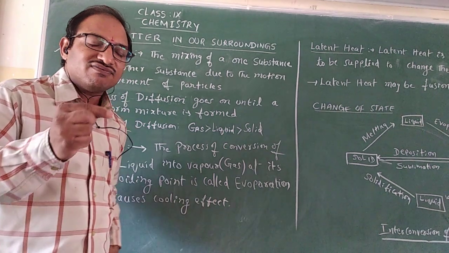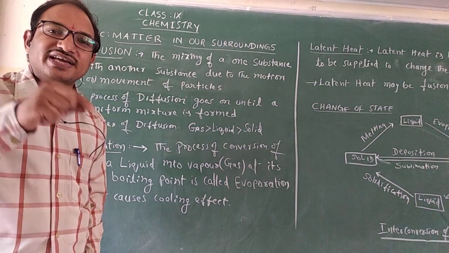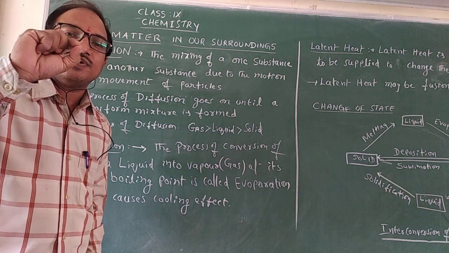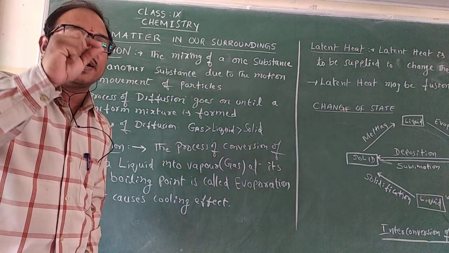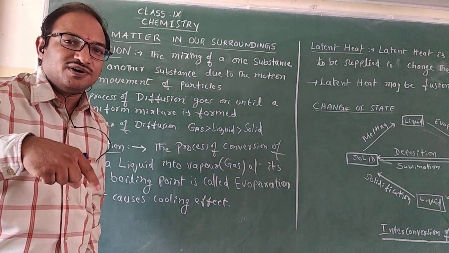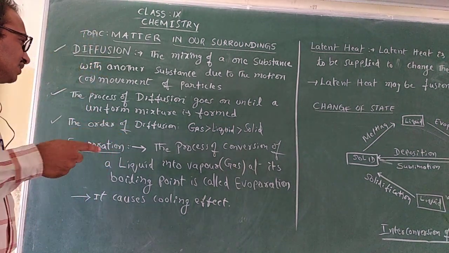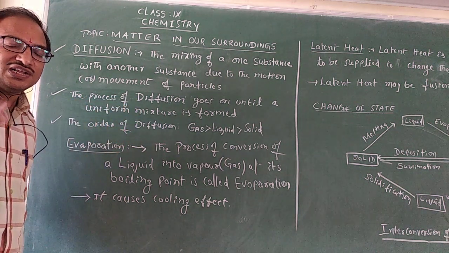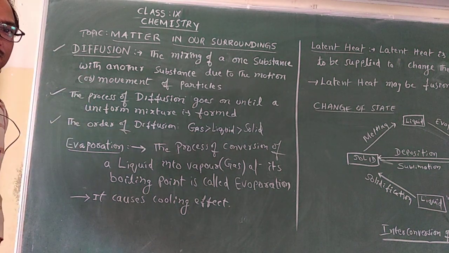To understand that, one more activity we can do. Take a small beaker, and in that take nearly 100 ml of water and add one solid particle of potassium permanganate. You can see the pink color appearing inside the solution. Whenever diffusion is taking place, the particles mix with each other until a uniform mixture is formed. Till the total solution gets the same pink color, diffusion is taking place.